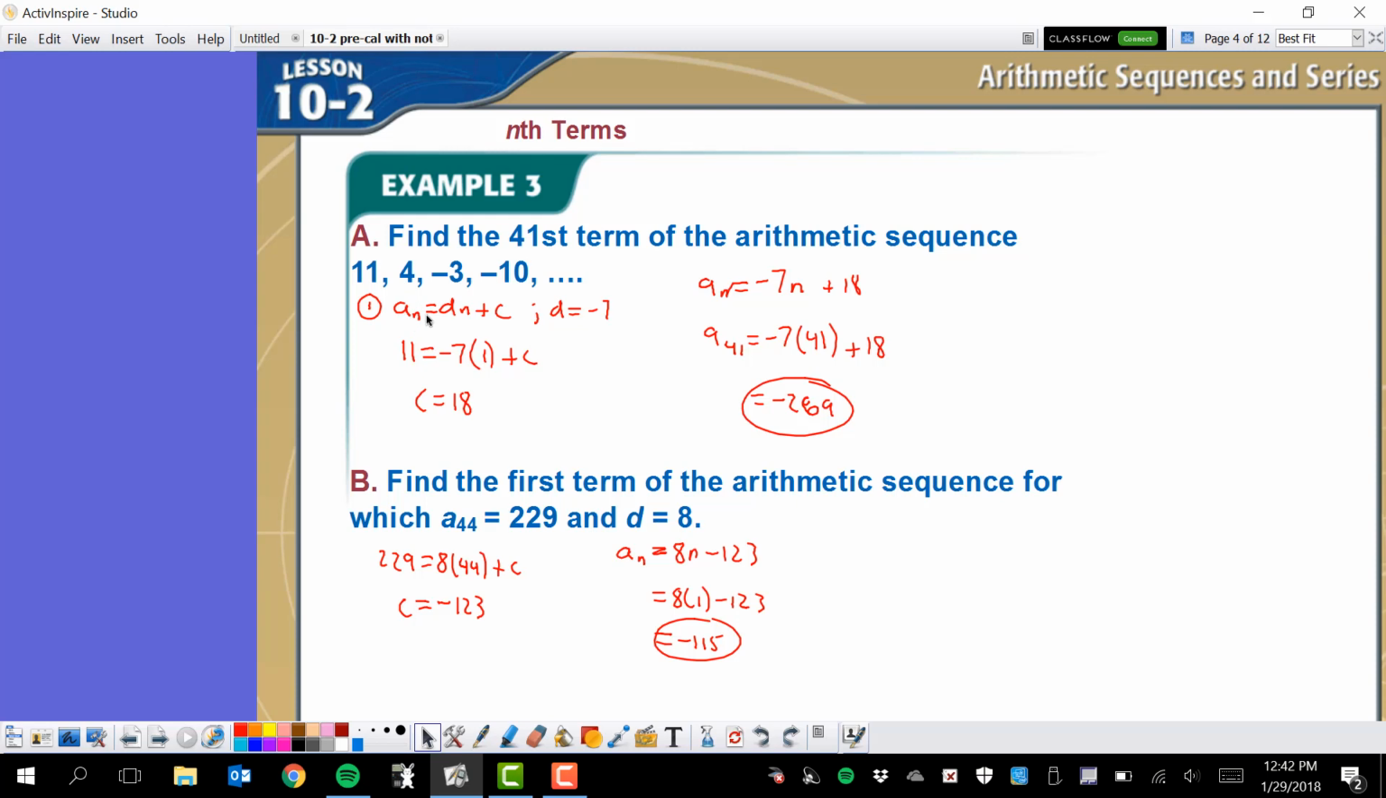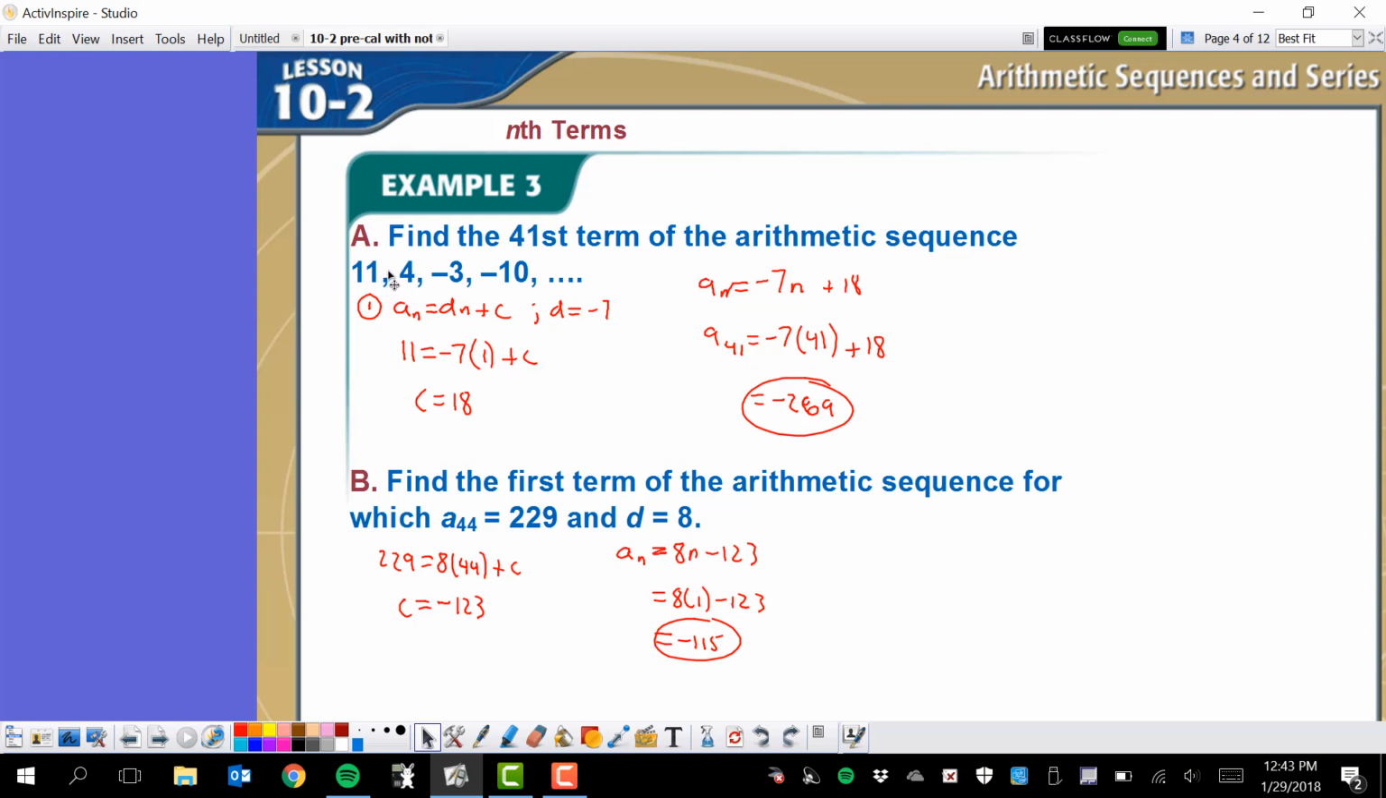So if I take my form a_n equals dn plus c, I'm going to plug negative 7 in for d, and I'm going to use the first term is equal to 11. So I plug 1 in for n and 11 in for a_n, and I get c equals 18. Then I put it all together, a_n equals negative 7n plus 18. So a of 41 is just going to equal negative 7 times 41 plus 18. I get negative 269.